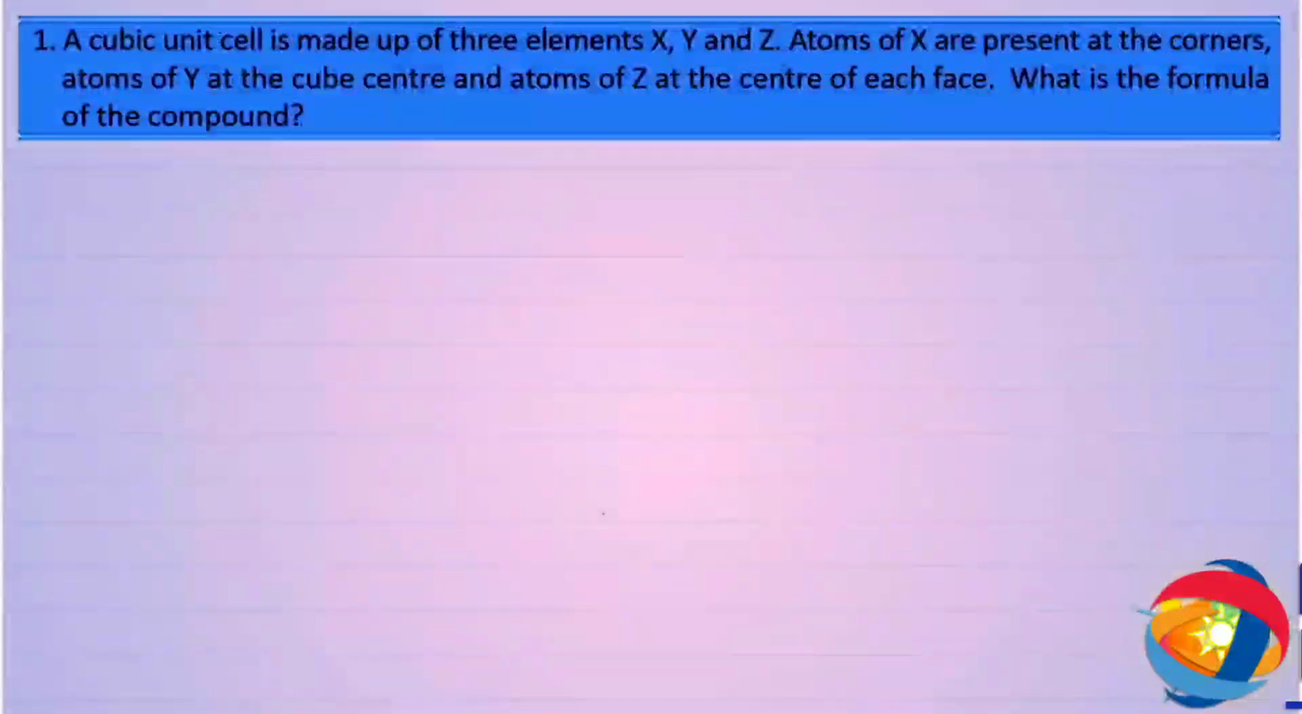Let's solve the problems based on the concept of solid state. The first question goes in this way. A cubic unit cell is made up of three elements, X, Y, and Z. Atoms of X are present at the corners, atoms of Y at the cube center, and atoms of Z at the center of each face. What is the formula of the compound?